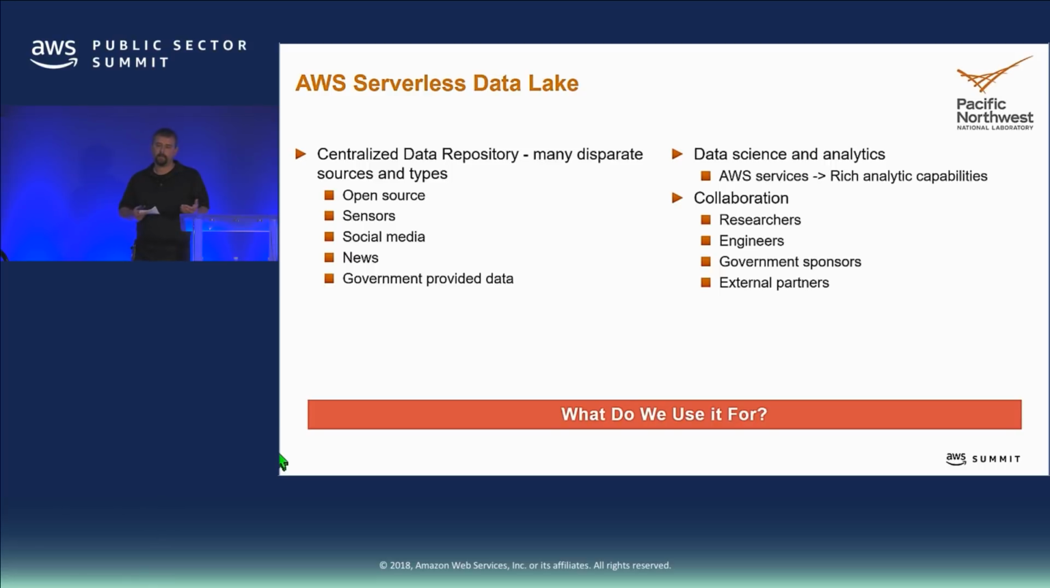So what do we use our data lake for? First, it's a centralized data repository. We have a lot of different disparate data sources coming in, and there are some examples there. Second, of course, data science and analytics. Having the data in S3, you have the entire suite of AWS services at your disposal to interact with that data, and that's really powerful. And then third is collaboration, which is always near and dear to our hearts. We're a national lab. We do a lot of collaborative work. Internally, we're collaborating with researchers and other engineers, and then also with our government sponsors or customers and external partners like universities or other national labs.